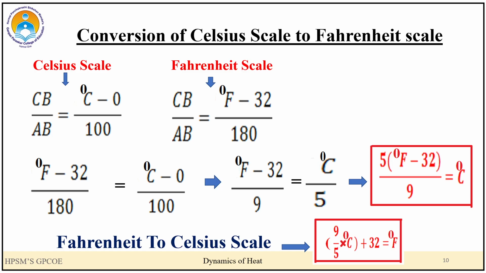And when we rearrange this equation, what we are going to get is degrees Celsius equals 5 times (degrees Fahrenheit minus 32) divided by 9. So if one wants to convert Celsius into the Fahrenheit scale, then we can get 9 by 5 into degrees Celsius plus 32 equals degrees Fahrenheit.